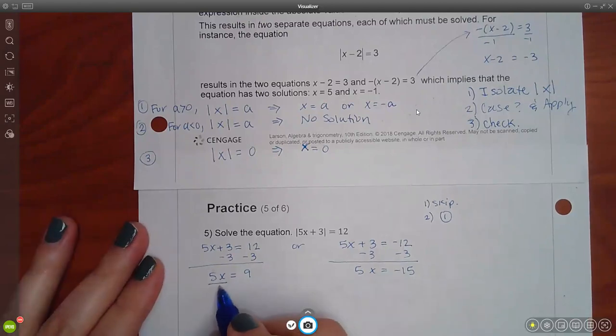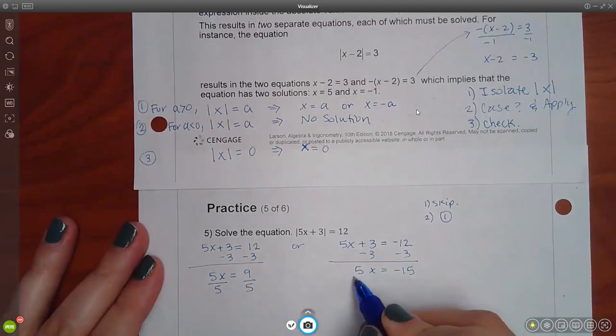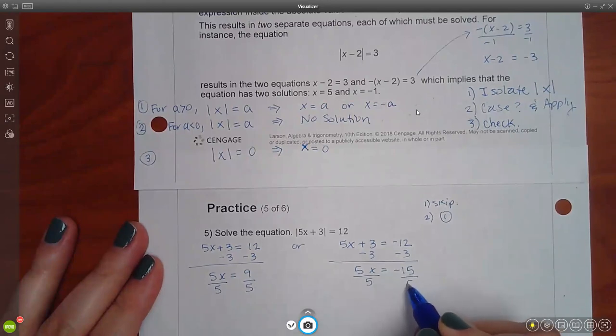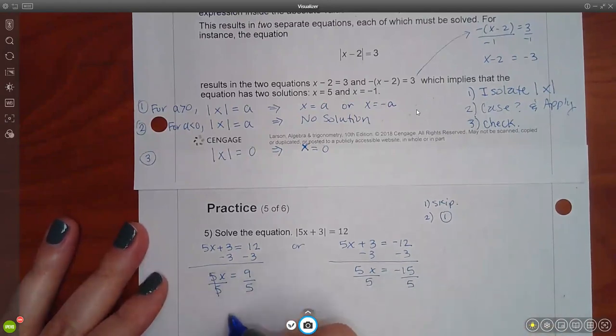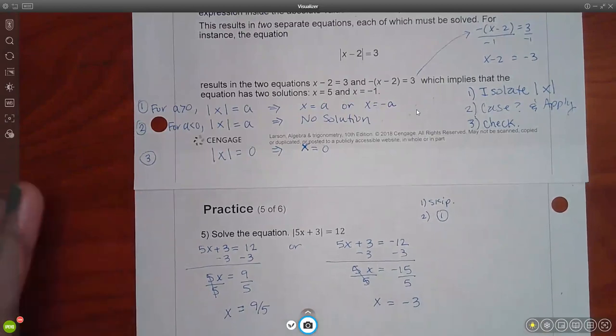Then I'm going to divide by 5 on both equations. And here I get a fraction, 9/5, positive. And here, this is not a fraction because it'll reduce to just negative 3.